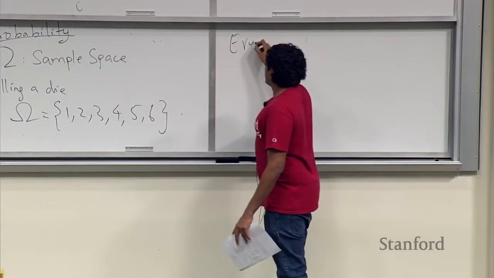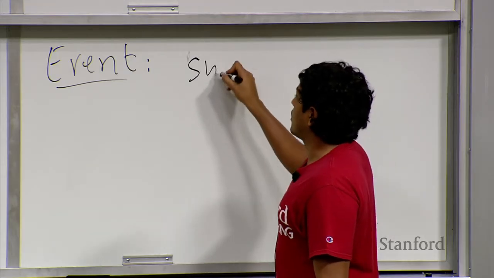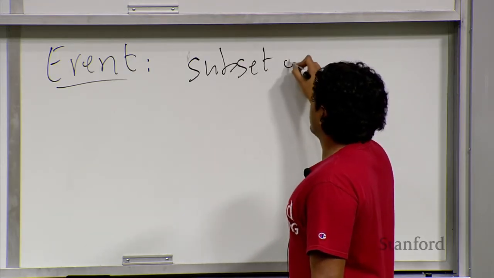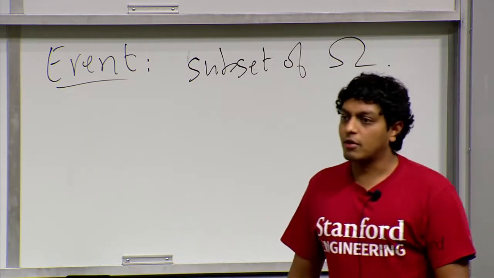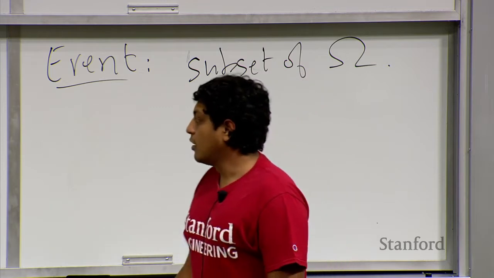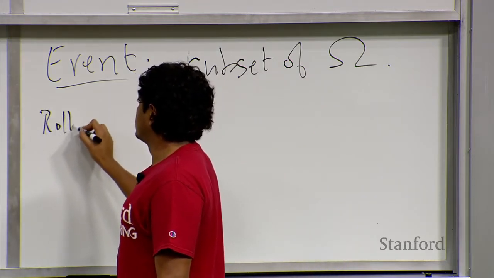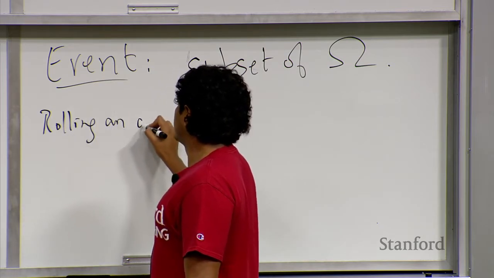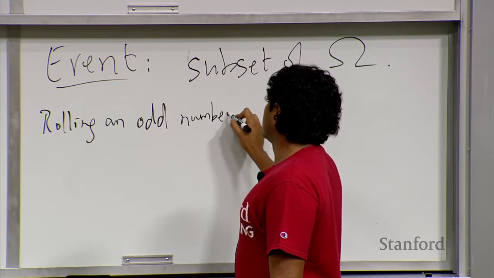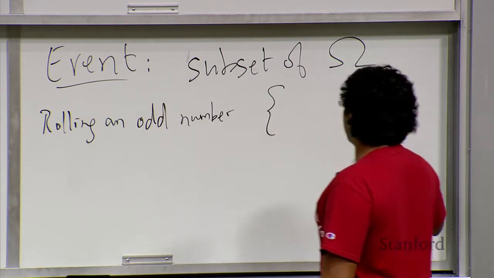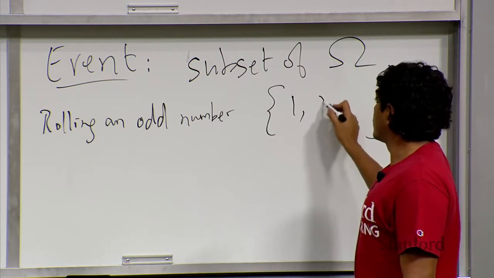All right. Next is event. An event is any subset of omega. Let me give you some events and you tell me what it looks like. So what would this be? Very good, {1, 3, 5}.